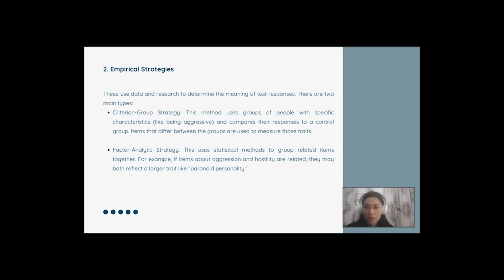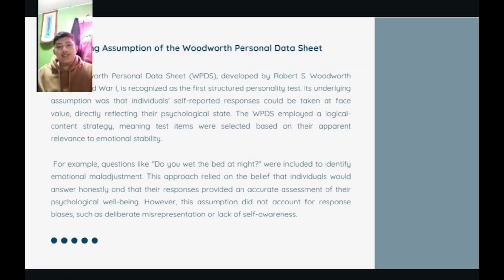Second strategy in the empirical strategies is the factor analytic strategy. This uses statistical methods to group related items together. For example, if items about aggression and hostility are related, they may both reflect a larger trait like paranoid personality, or items about anger may be grouped to measure the broader anger trait. So the factor analytic strategy uses statistical methods to group related items together, finding patterns in answers to measure larger traits.